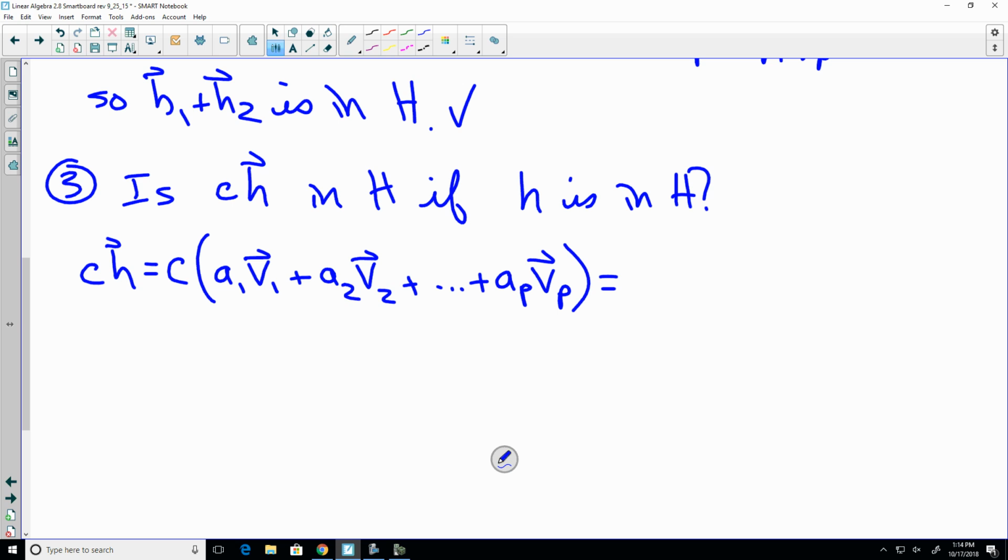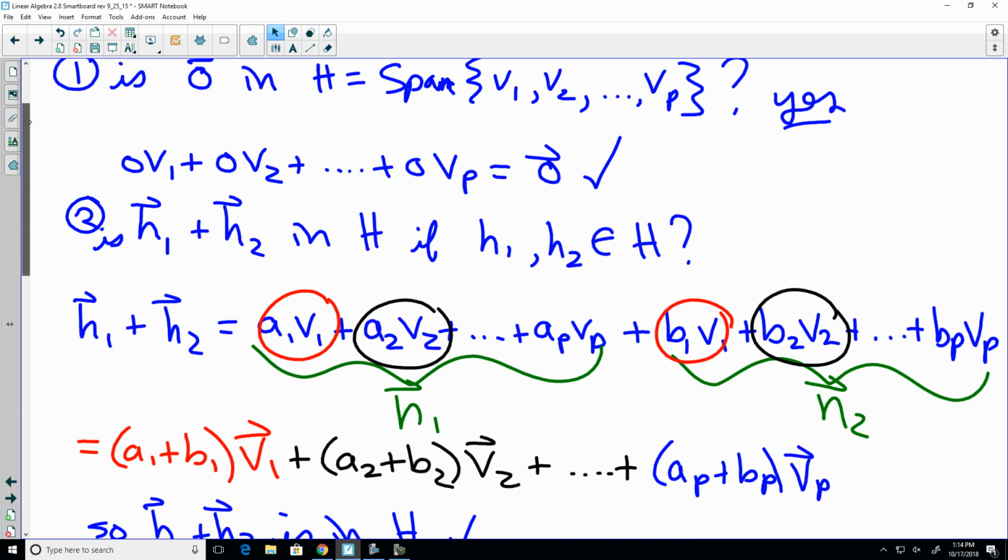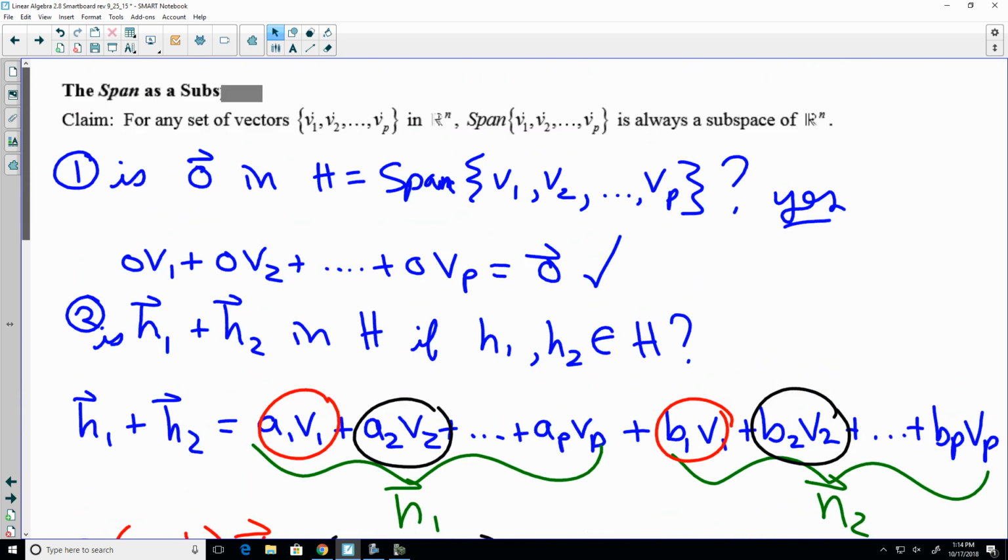Big H is the span of the vectors v1, v2, all the way up to v sub p. So that means the span is all the linear combinations of those. So if I say that a vector is in the span of those vectors, that means I could write it as a linear combination of those vectors.